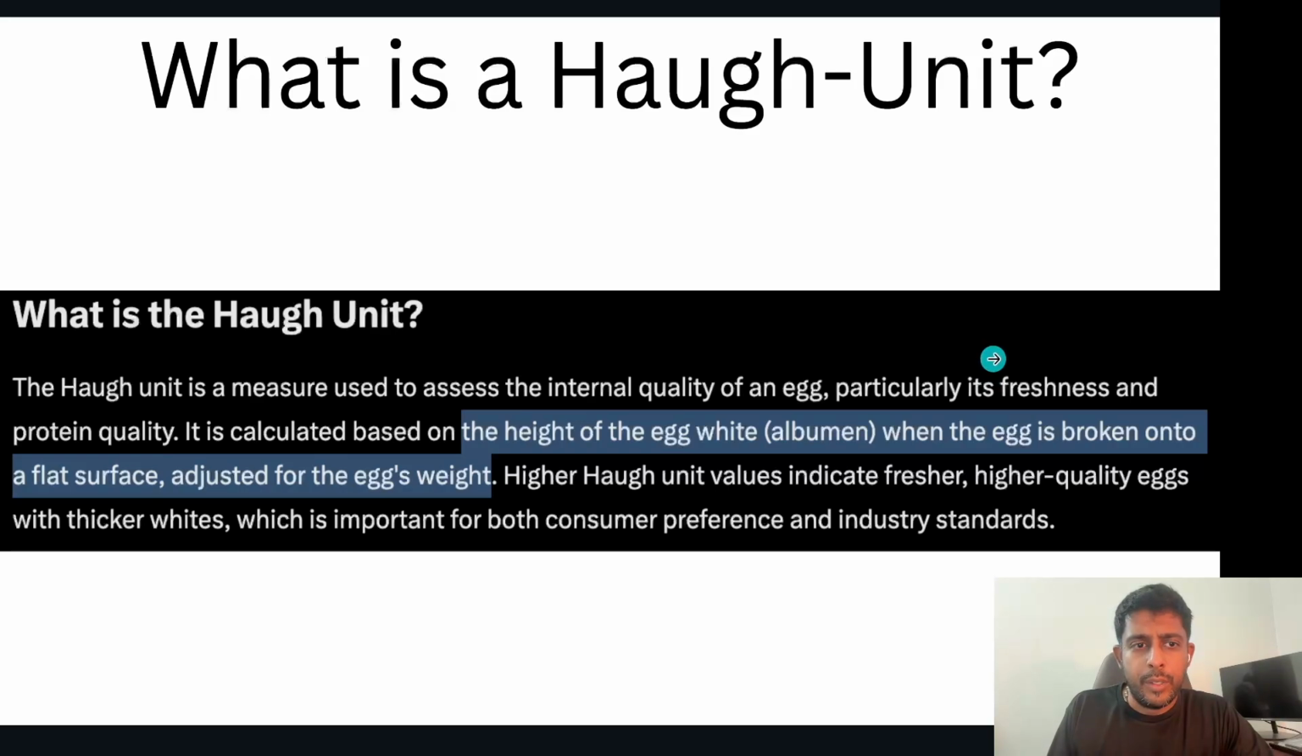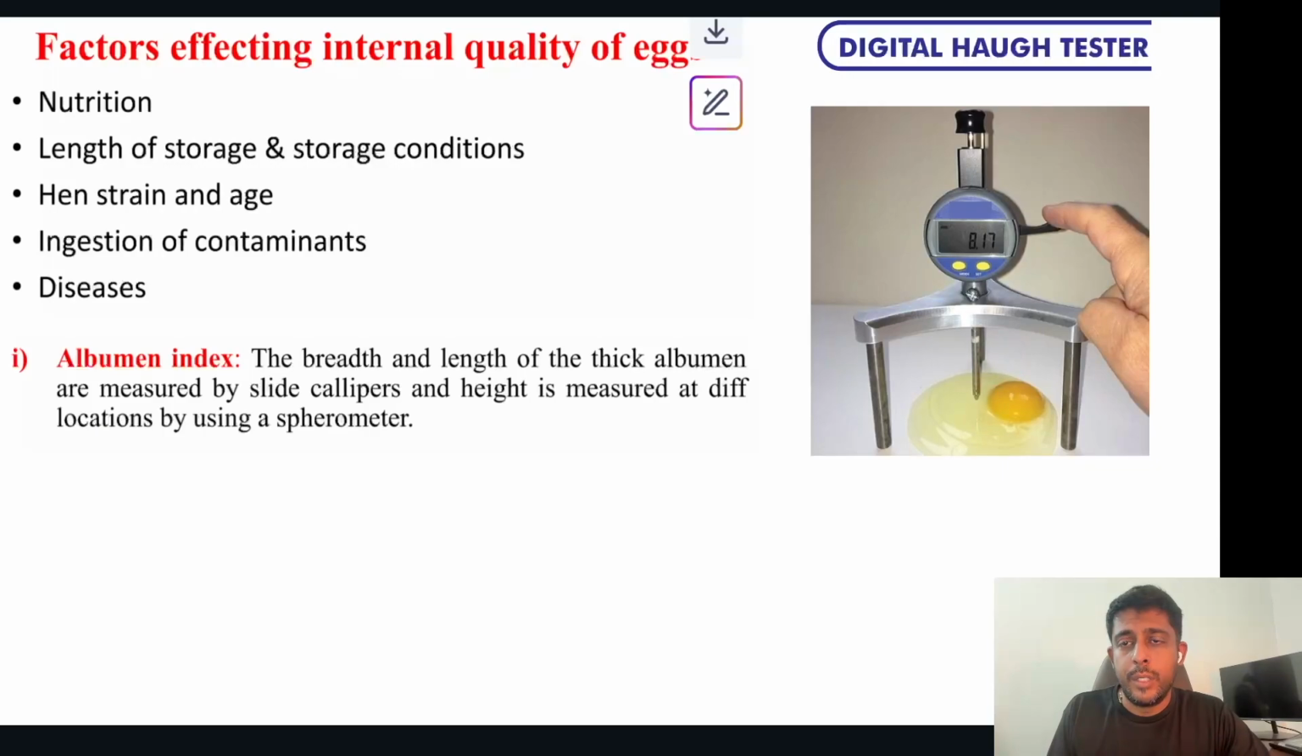So let's look at what the Haugh unit is. It's the height of the egg white, which is the albumin, when the egg is broken onto a flat surface, adjusted for the egg's weight. And it is usually measured using a digital Haugh tester or a spirometer. The factors that affect the internal quality of the egg are the nutrition, length of storage, and the storage conditions, whether it's cold or hot, depending on where you store it. The hen strain and age of the hen, ingestion of any contaminants, and diseases and exposure to contaminants.